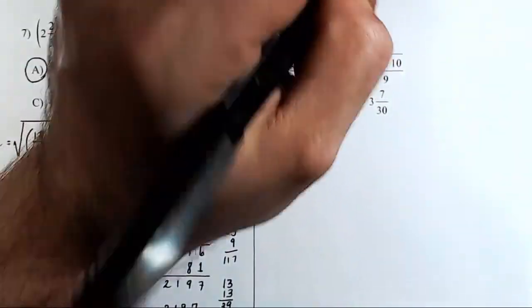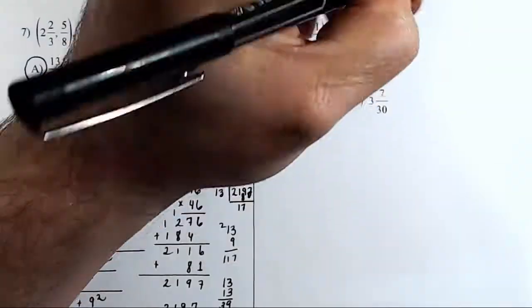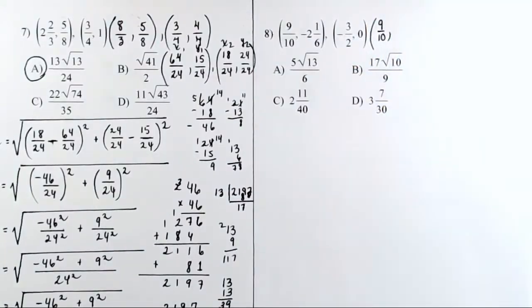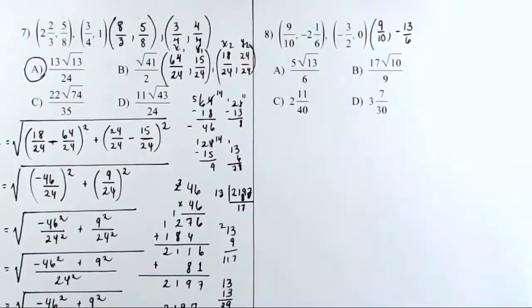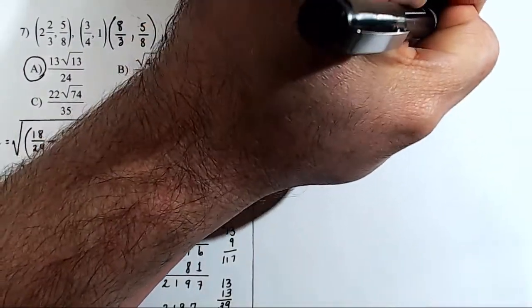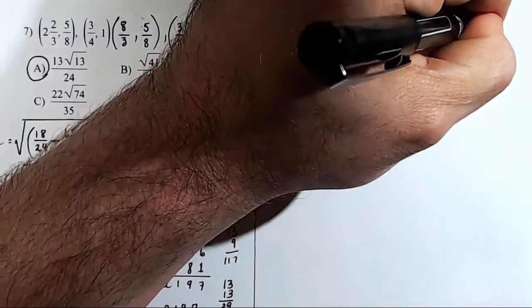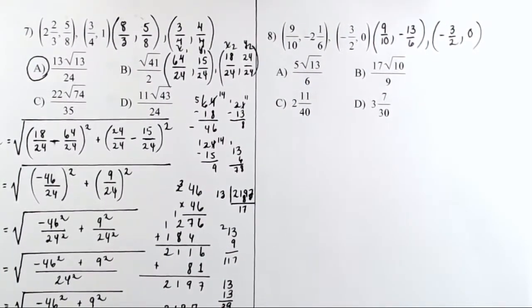First, I've got to convert -2 1/6 into an improper fraction. And so that's 9/10, comma, that'll be -13 over 6, comma, next pair, -3 over 2, comma, 0. Well, that's going to be interesting. We'll see what that does. I haven't worked with that one before.